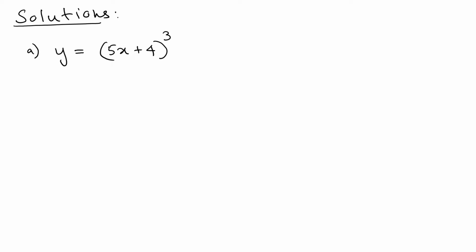As the first problem, we have y equals (5x plus 4) to the third power. In this case, we first find the inside function. We call this u. If you call the inside function u, you can see this is simply u to the third power. So y, in terms of u, is u to the third power. So we can write the two functions now: y equals u cubed, that is the outer function, and u is the inside function, which is 5x plus 4. The main theory we use here is the power rule.